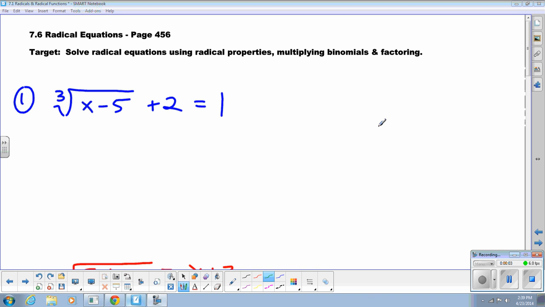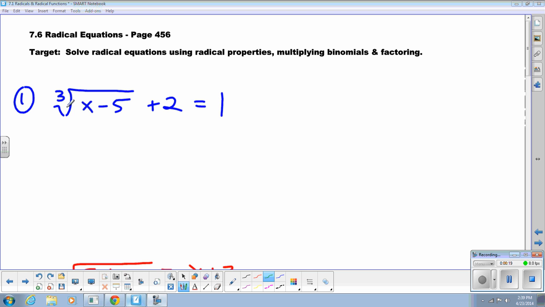7-6 radical equations. This is the second lesson. Our target today is just to keep expanding your radical equation work. Now we're going to be solving equations that involve more factoring, and it'll involve cube roots, and it will involve equations that have more than one radical in it.